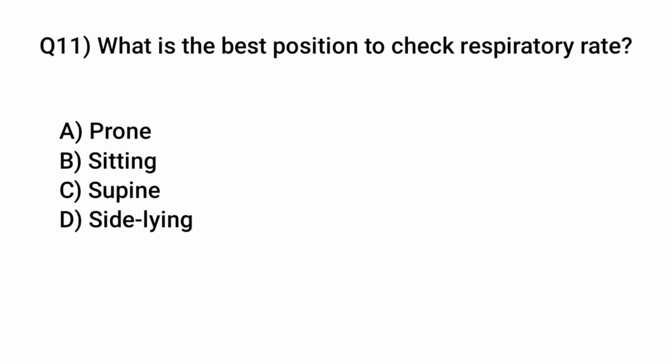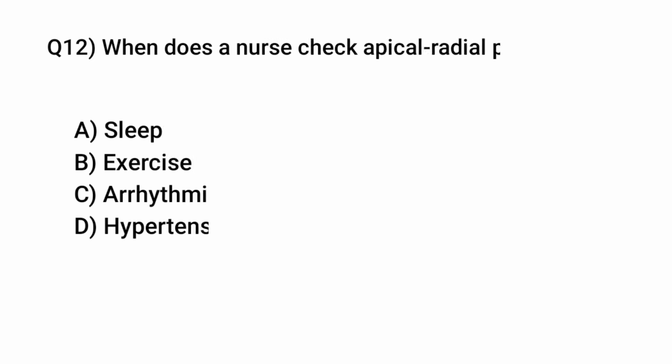Question number 11. What is the best position to check a respiratory rate? Correct option is B. Sitting. Question number 12. When does a nurse check apical or radial pulse defect? Correct option is C. Arrhythmia.